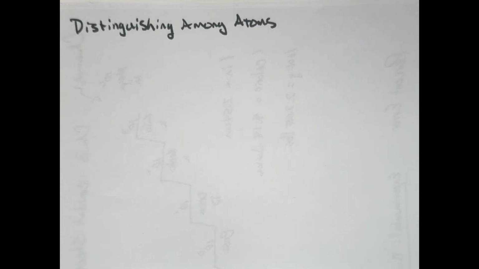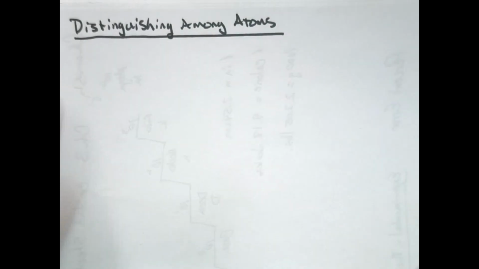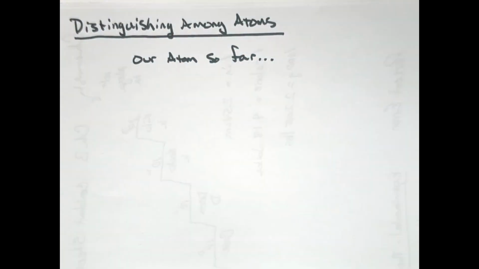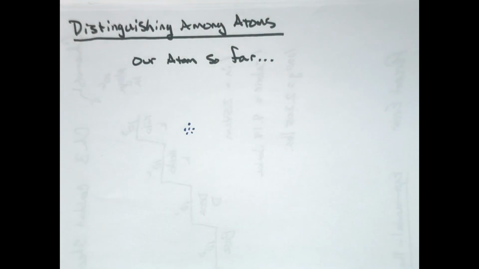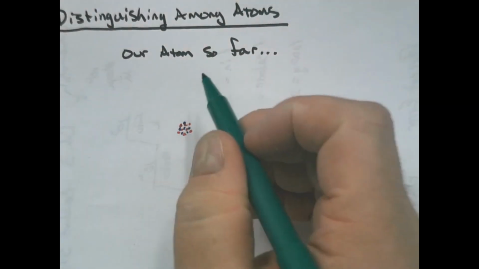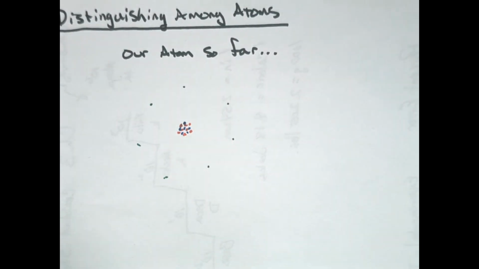So, distinguishing among atoms. We're going to start being able to tell atoms apart now, and what sets atoms apart, what sets elements apart. So, we have our atom so far. In other words, our atom according to the Rutherford model has a really small, dense, positively charged nucleus, and around the nucleus were J.J. Thomson's electrons. So we already knew about the electrons, and they're way out there.